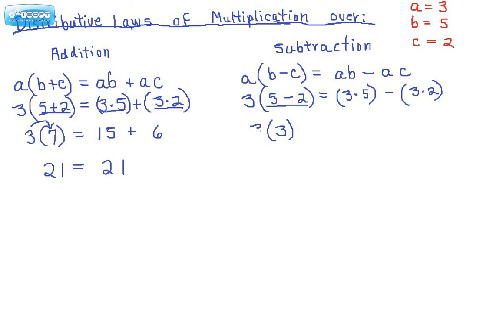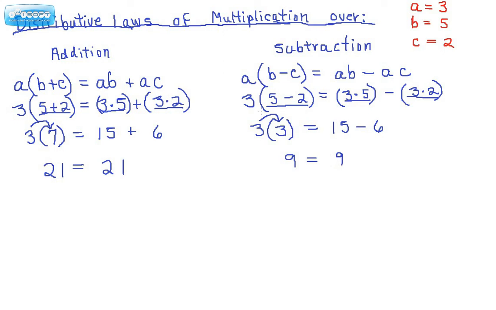And this 3 in front of the parentheses means that it gets multiplied times what's inside. Here we do what's inside parentheses. We do multiplication first. 3 times 5 is 15. And then we're going to do this multiplication. 3 times 2 is 6. So on the left, 3 times 3 is 9. And 15 minus 6 is also 9.